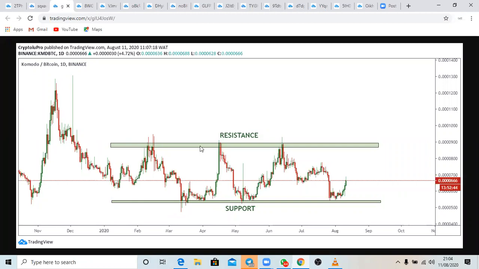Now trend lines are just like support and resistance. There's really no difference between them except that support and resistance is drawn horizontally. As you can see here, this support and resistance here are drawn horizontally. So that's the difference between it and trend lines. Let's get started.